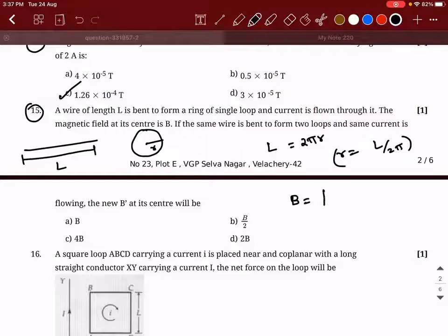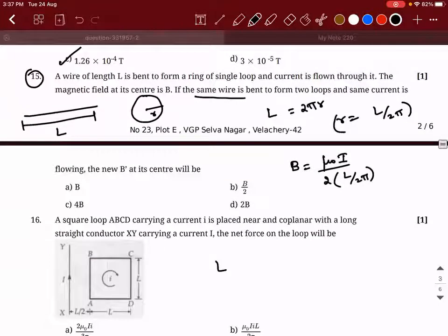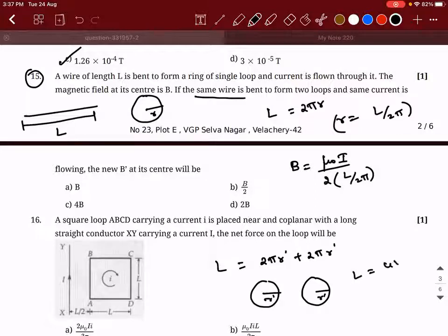In the initial case, B will be equal to mu naught I divided by 2 into L divided by 2 pi, correct? Yes. Now, what are they doing? If the same wire is bent to form 2 loops, so L is getting divided into how much? 2 pi r dash plus 2 pi r dash. Why did I write r dash? Because r dash is the radius of the new circle. So there are 2 new circles with radius r dash. Does it make sense? So L will be equal to 4 pi r dash. So r dash will be equal to L divided by 4 pi.